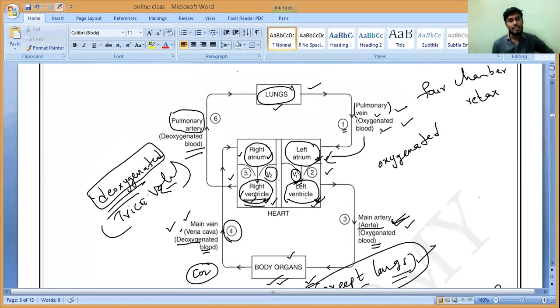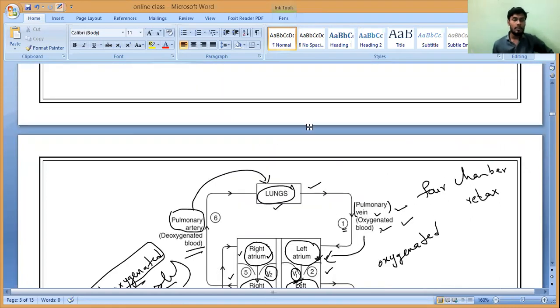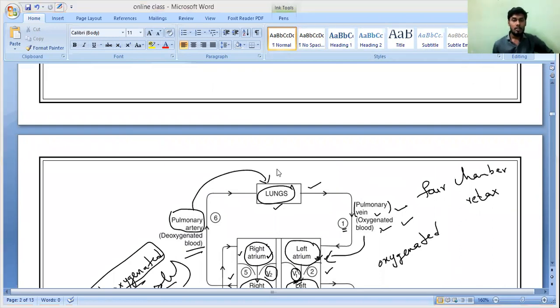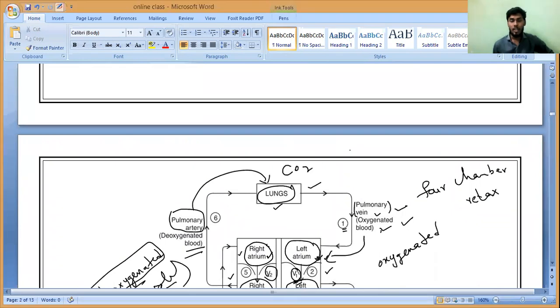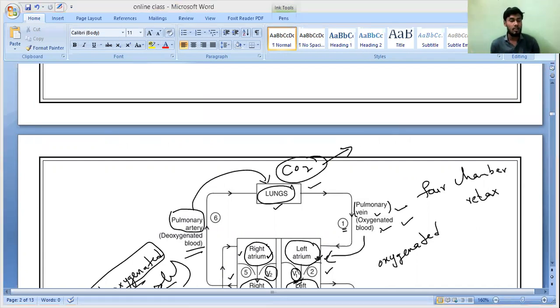Now again, what is happening? The deoxygenated blood has reached the lungs. What will happen? Any idea? Carbon dioxide will be exhaled, sir. Carbon dioxide will be released, exchanged. It goes out and is filled with what? Fresh oxygen. So once the blood reaches the lungs, the deoxygenated blood releases its carbon dioxide and absorbs fresh oxygen from the air.